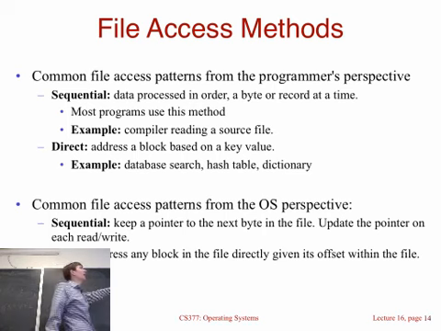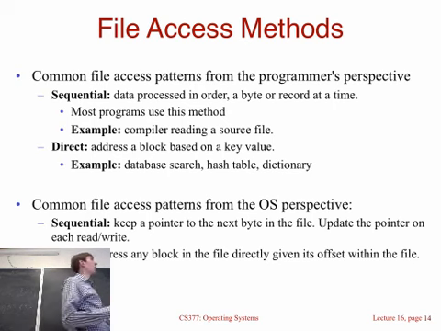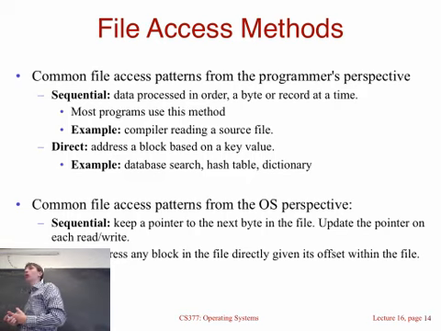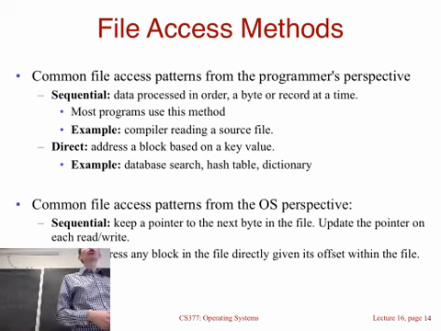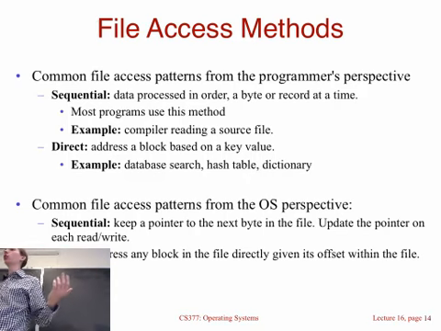Now, direct access is where we're not doing it sequentially. We are addressing a block of the file based on a key value. A good example of an application that would do this is a database. A database is typically huge, maybe hundreds of gigabytes. You're of course not reading a database sequentially. The access pattern is essentially requesting potentially random pieces of the database all over the place.